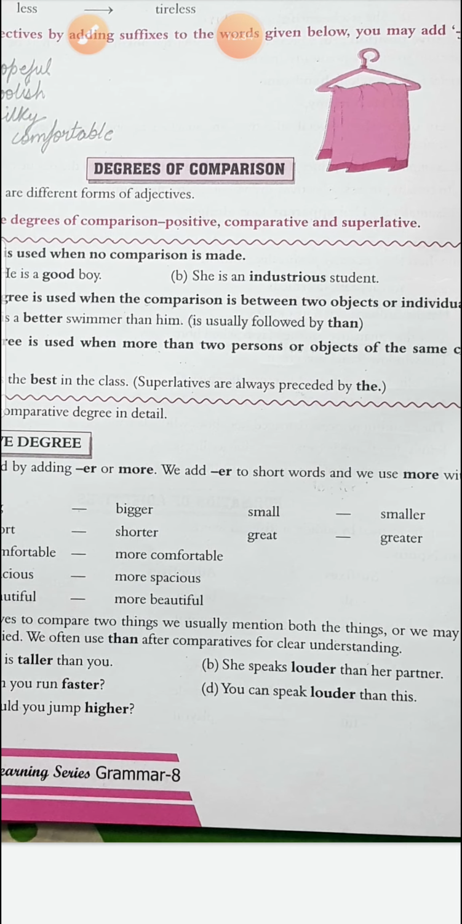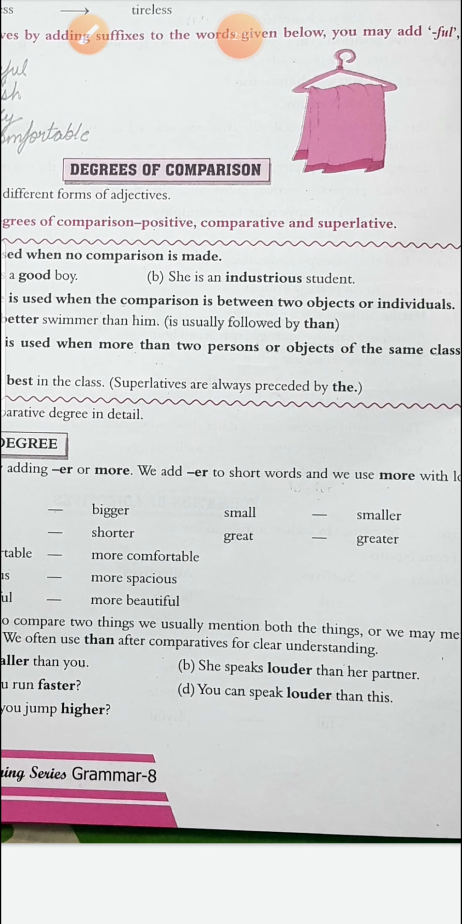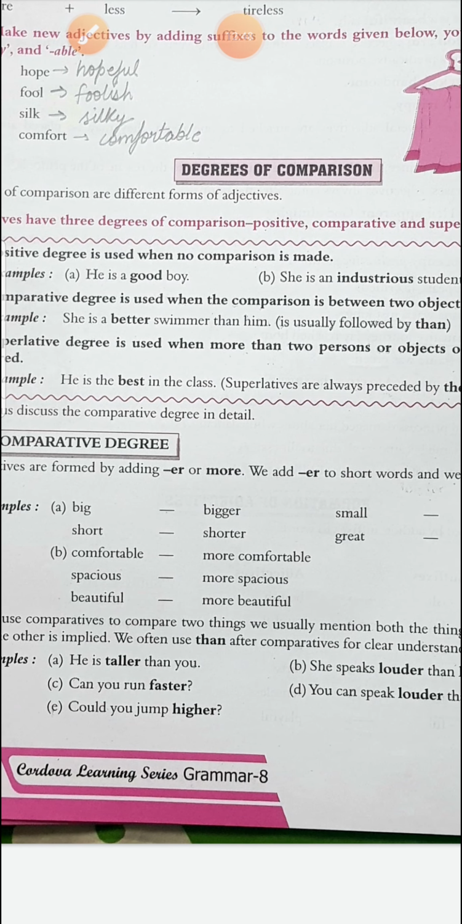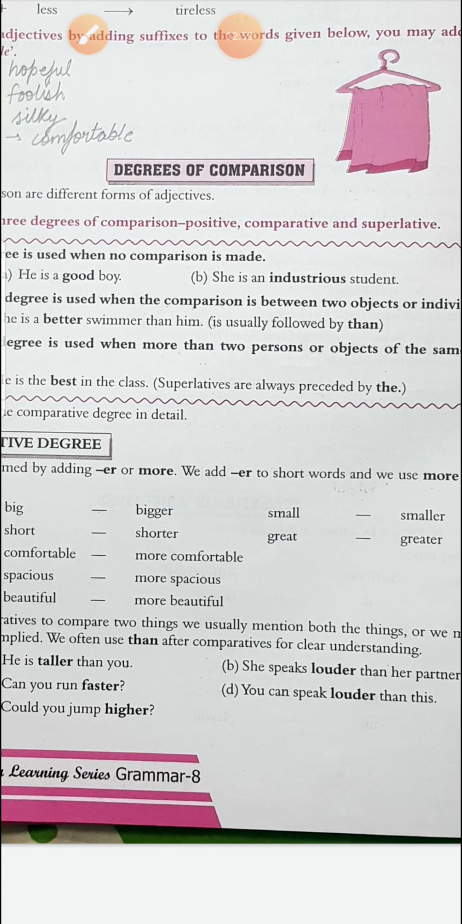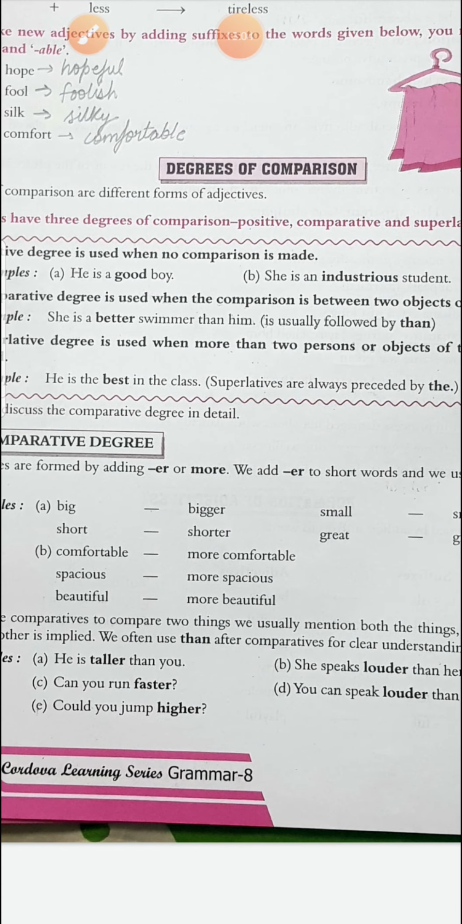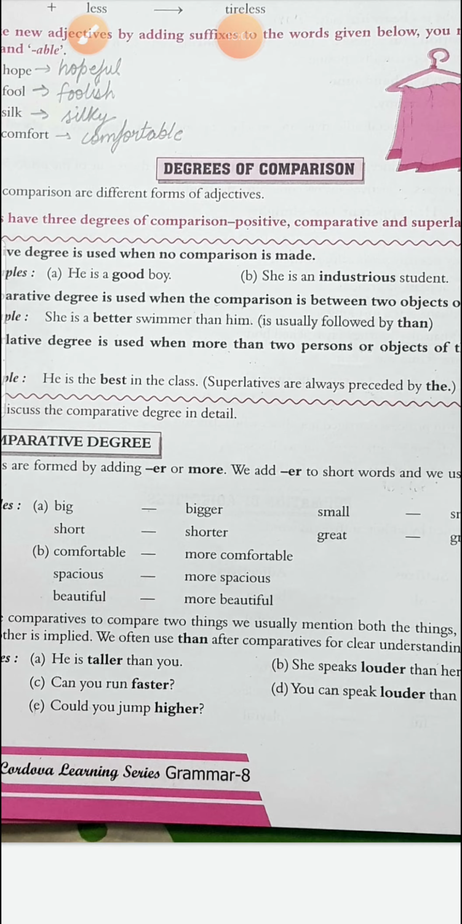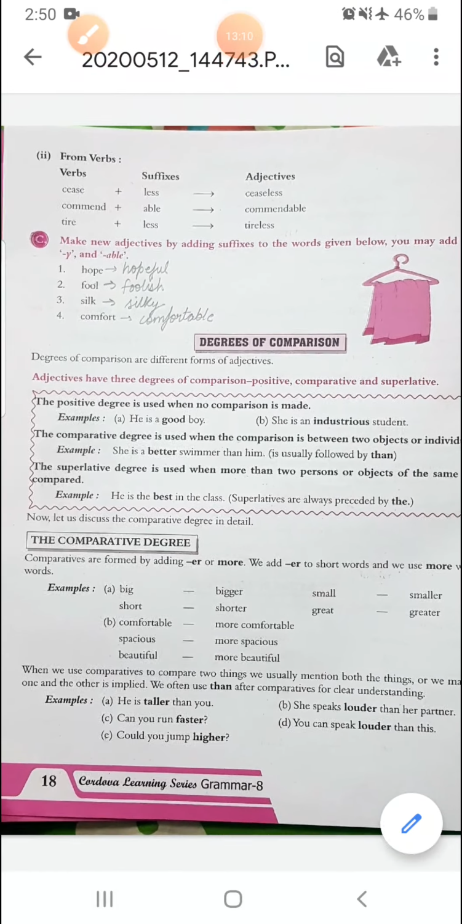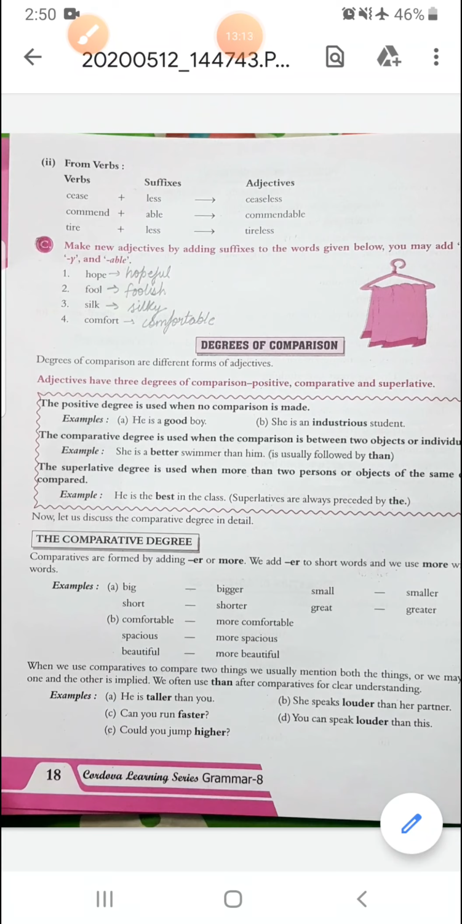If I use she speaks louder than her partner, it means her partner speaks in a low volume. She is the louder one between the two. Can you run faster? So I'm asking you, can you run faster? Like the speed that you have just now, can you increase your speed? So we can compare the two. You can speak louder than this. Again, I'm telling you to speak a little bit louder. Can you jump higher? The same thing is here also. I hope it is clear how to form comparative degree.